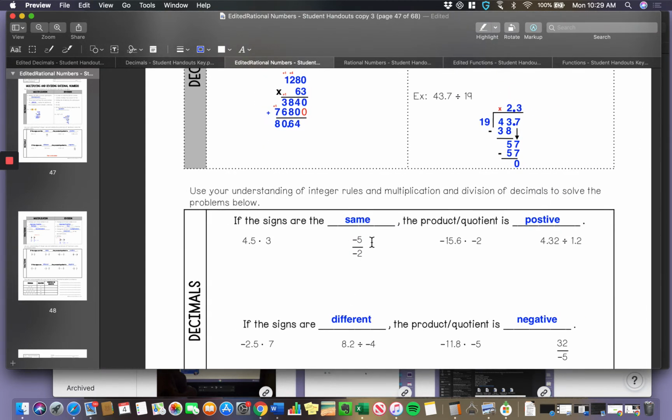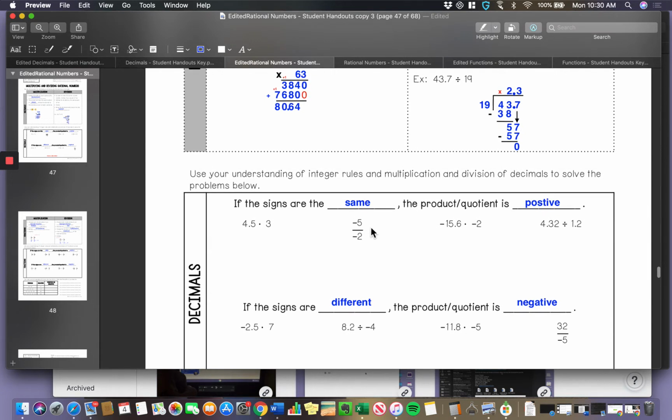So if the signs are the same, the product slash quotient is positive. So I have a positive times a positive will equal a positive. A negative times a negative is going to be a positive. I'm sorry, I'm messing this up. All of these are positive. 4.5 times 3 is a positive. I have a negative and a negative, positive. All these signs are the same. A positive and a positive, we have a positive.